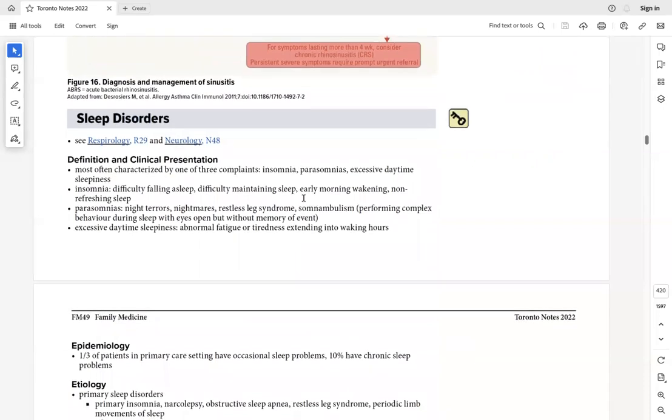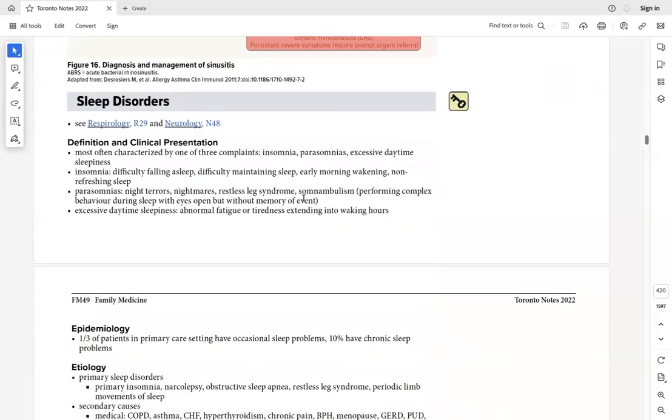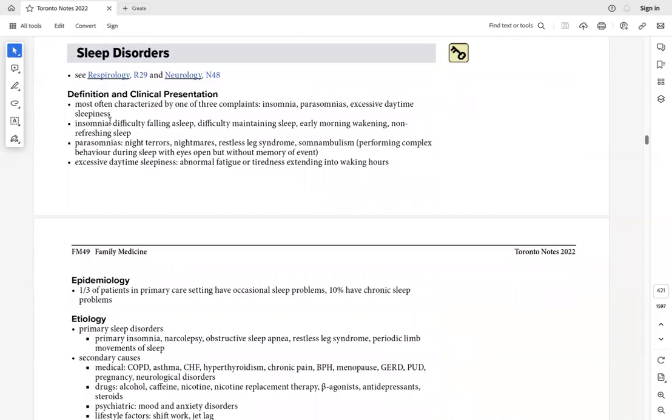Then we have sleep disorders. In sleep disorders, there are different types of sleep disorders. It can be insomnia. What is insomnia? The patient is not able to sleep. They go to bed, but they're not able to sleep. Just they have like less than 8 hours of sleep. They struggle, but they're not able.